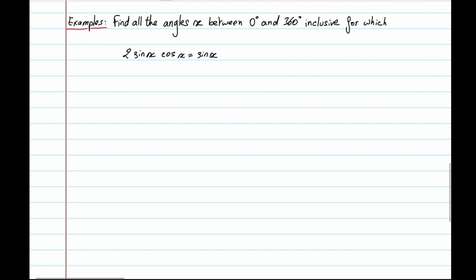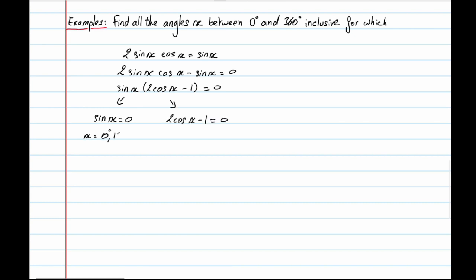Find all the angles x between 0 and 360 degrees inclusive for which 2 sine x cos x equals sine x. You should know that sine x equals 0 gives us x equals 0, 180 or 360.